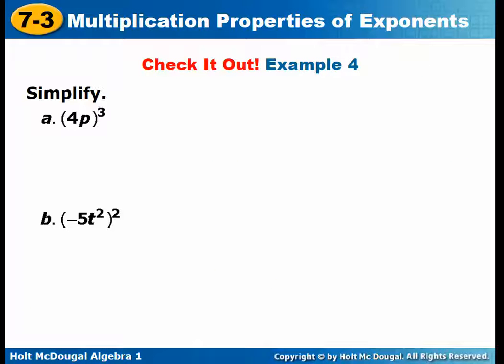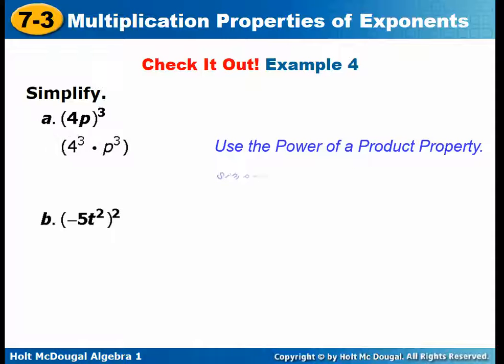Here's some for you to practice, so pause the video and then check your answers. So for A, you should have gotten 4 to the 3rd times p to the 3rd. Did you remember to take the 4 to the 3rd as well? And then you can figure out 4 to the 3rd. It's just 64, 4 times 4 times 4. So we'd get 64 p to the 3rd.